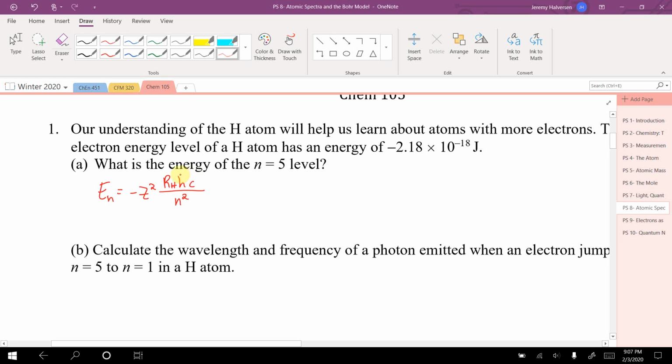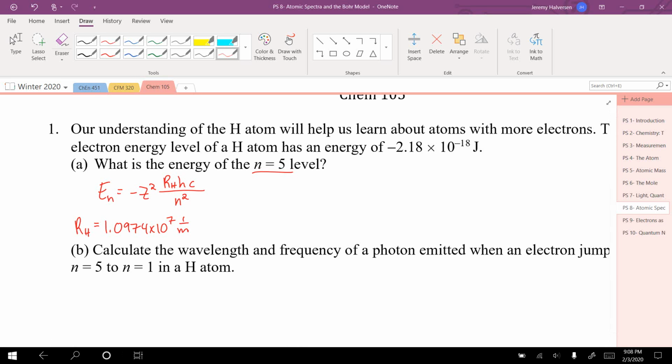We know that c is the speed of light. We know h is Planck's constant. n refers to the n level, so they give us n. And then R_H is a new constant that we haven't used before. That's the Rydberg constant, and the Rydberg constant is equal to 1.0974 times 10 to the 7 inverse meters. So there's just another constant in there. Z is the atomic number of the atom that we're talking about.